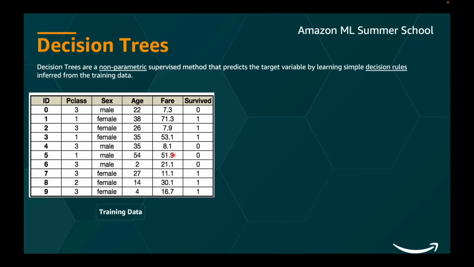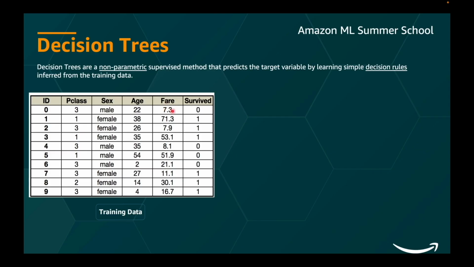So suppose this is my training data. This is taken from the very famous Kaggle Titanic dataset. You can see over here I have 10 rows, and I have various features for each row. I have the P class, which is the ticket class. So this person was in third class, this person was in the first class seat, and so on and so forth. The gender of the passenger, the age of the passenger, the fare, how much they paid for the ticket.